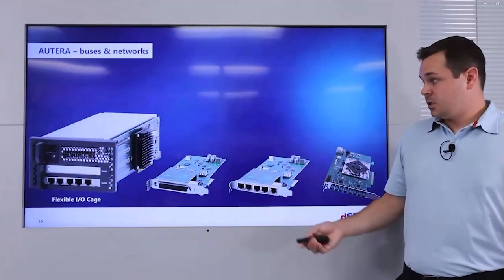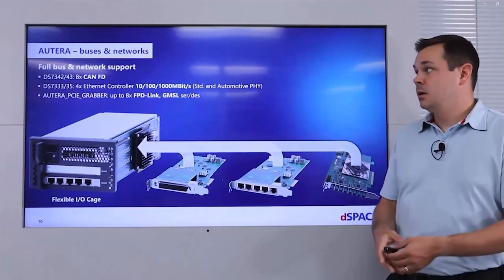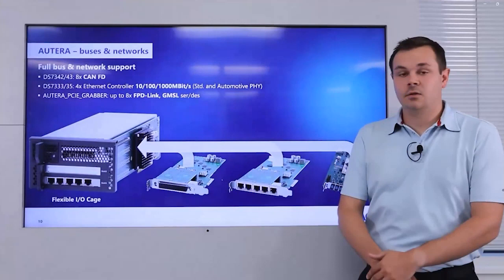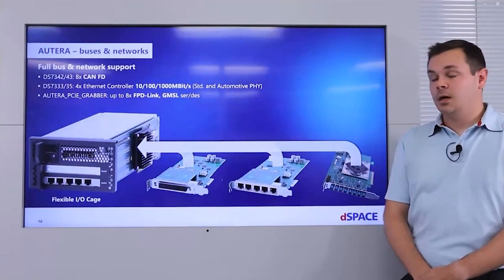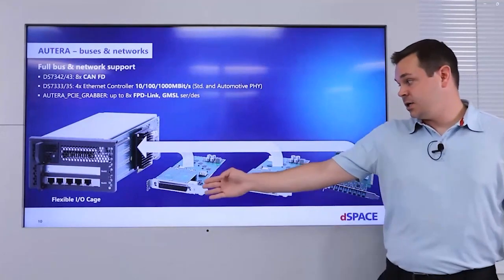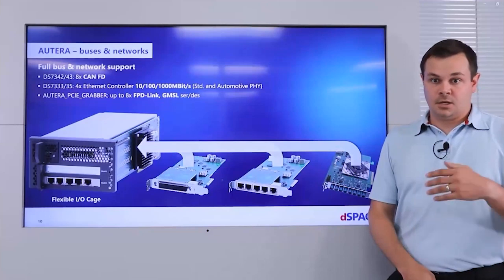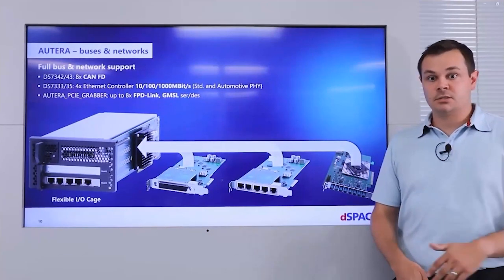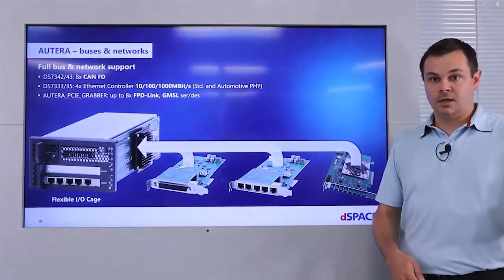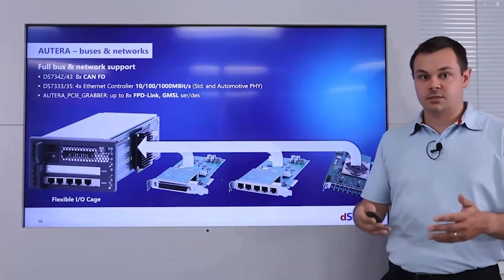So what do each one of these cards look like? Starting from left to right, we have the DS7342 or 43, and that's going to be our CAN-FD card. That's going to have 8 channels, and that's going to therefore allow us to connect up to 8 different CAN buses and get the data and log the data, in addition to the ECU being able to access that data on the bus.